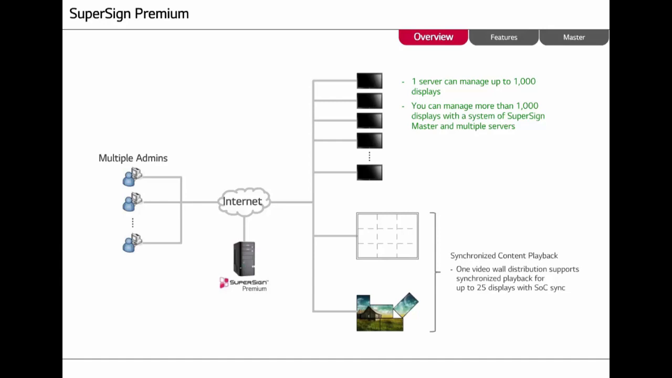One feature of SuperSign Premium is that it supports synchronized playback. Multiple displays can be brought together to form a video wall. And synchronized playback enables multiple contents to be shown in synchronization across these displays, to make it seem as if it's one large video. SuperSign Premium can manage multiple video walls, but there is a limit to how many displays can be used in one video wall configuration. Using the SoC Sync feature embedded in our WebOS displays, that number is 25.